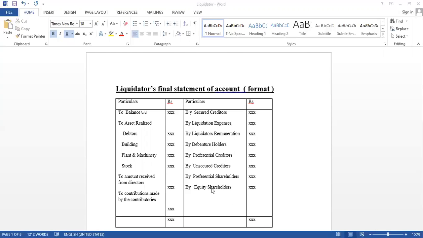It is equity shareholder or preferential shareholder. In most situations, the balance amount is to be paid to the equity shareholders. The liquidation expenses can be easily calculated, as they are given in the problem. And the liquidator's remuneration we have to calculate from the unsecured creditors.